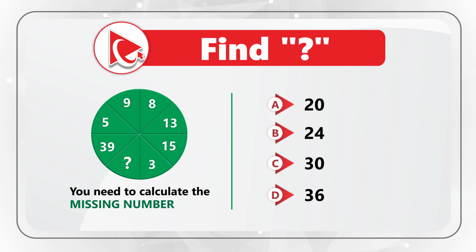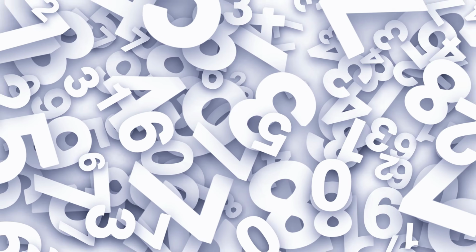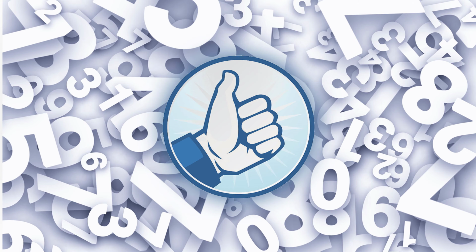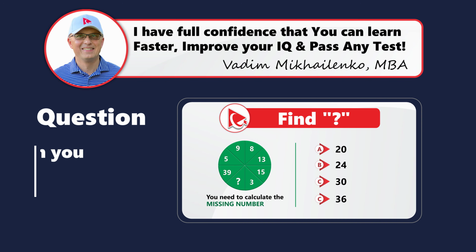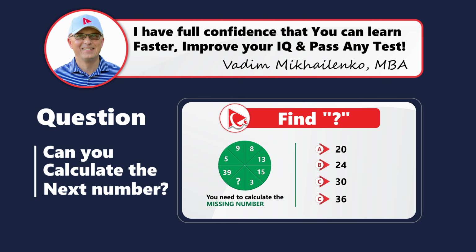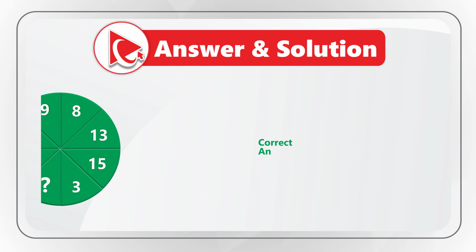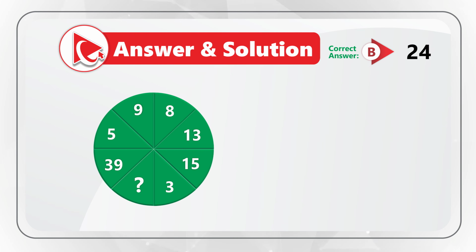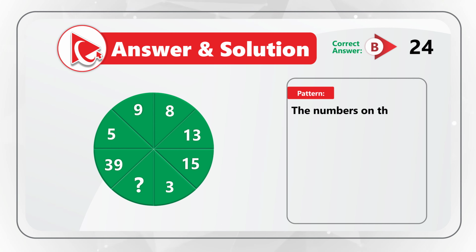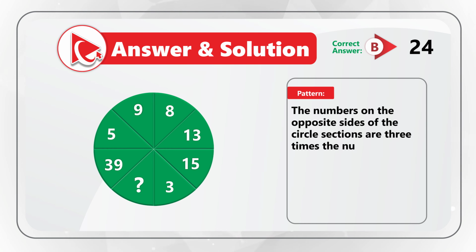Take a close look, maybe pause this video to see if you can calculate the solution. I hope you did it successfully and have your selection, because I am moving forward to share with you my version of the answer. And obviously, if you have a better way to solve it, please make sure to post in comments. I believe the correct answer is choice B, 24. And here's why. I think the number on the opposite sides of the circle sections are 3 times larger than the numbers on the other side. Let's take a close look.